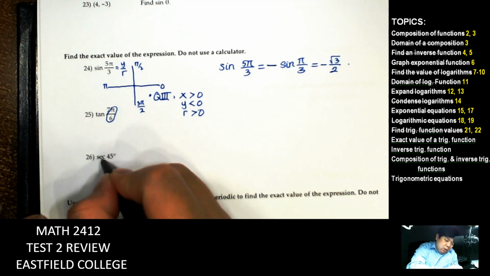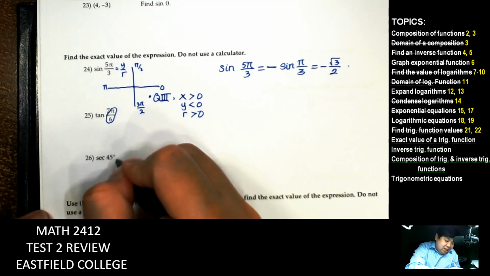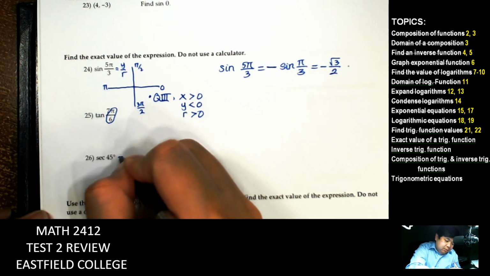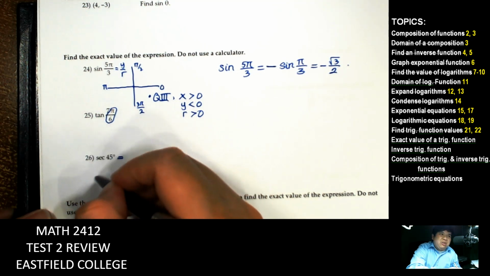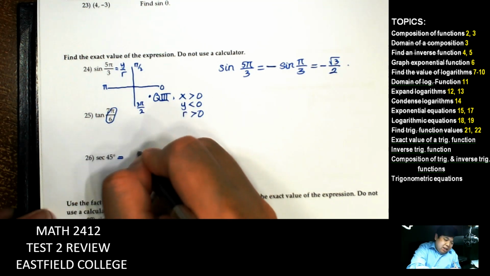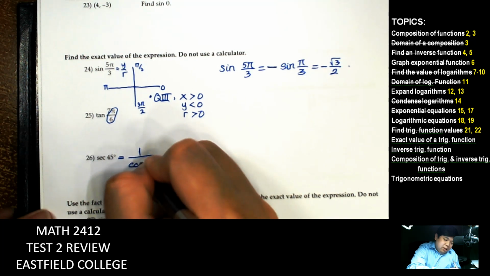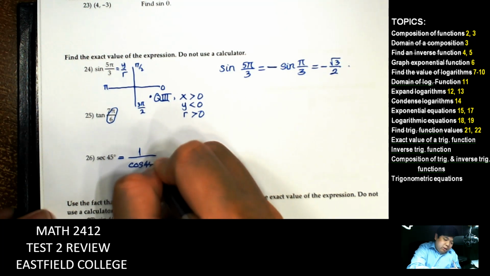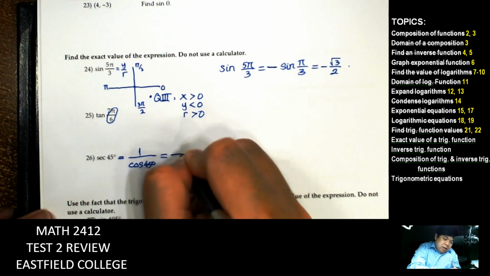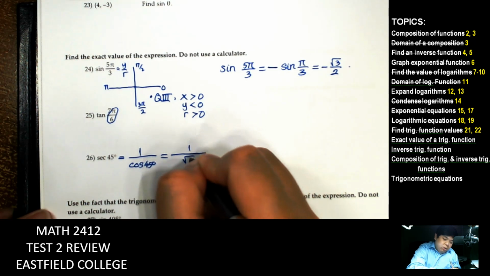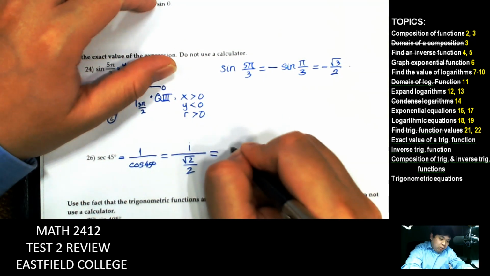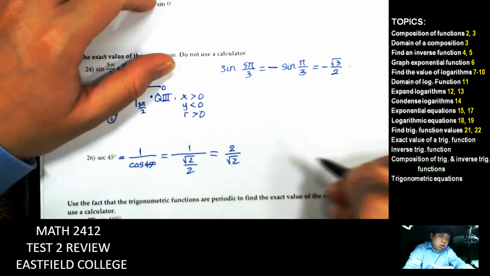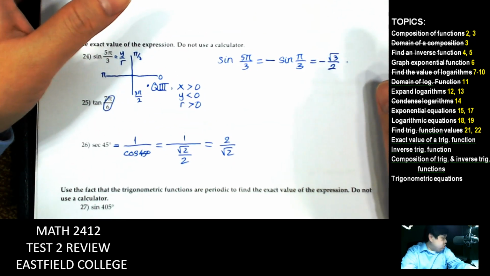Right, so we'll do 26 instead. Second, by the way, it's in the first quadrant, so it's positive. Second is 1 over cosine 45 degrees. And cosine 45 degrees is square root of 2 over 2. And dividing a fraction is multiplying by the reciprocal. So we just live with that, or just square root of 2.